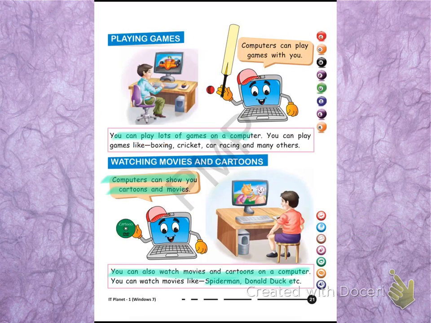Now see, what do we have in the next page? Playing games. Computer helps us to play different games. What are the different games computer can help you to play? Boxing, cricket, car racing, and many other games. So many different games, isn't it? So with the help of computer you can play different games. Is that clear, children?